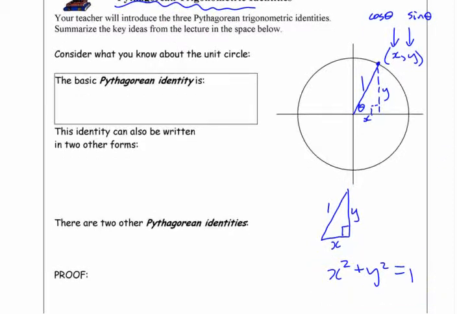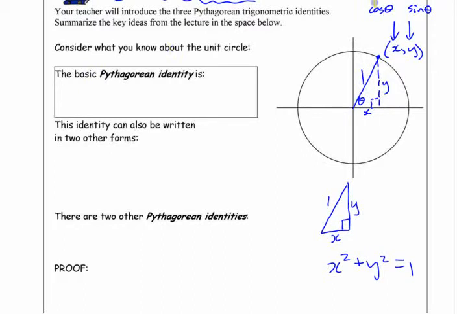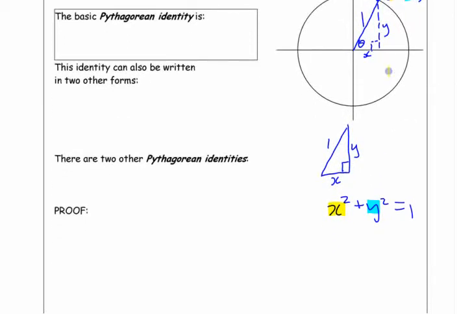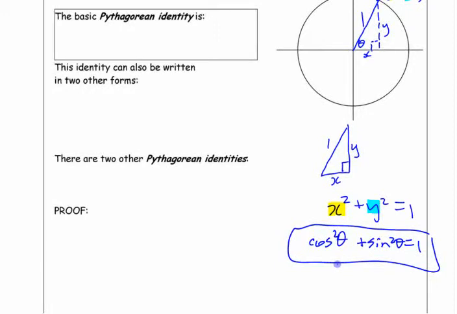But if you now know that cosine's the x value and sine is the y value, then you can replace each of these down here, right? Okay, you can replace each of these, and what could you write here that has to be true? Instead of x squared plus y squared equals 1, you could make it cos squared plus sine squared equals 1. This is the basic Pythagorean identity.